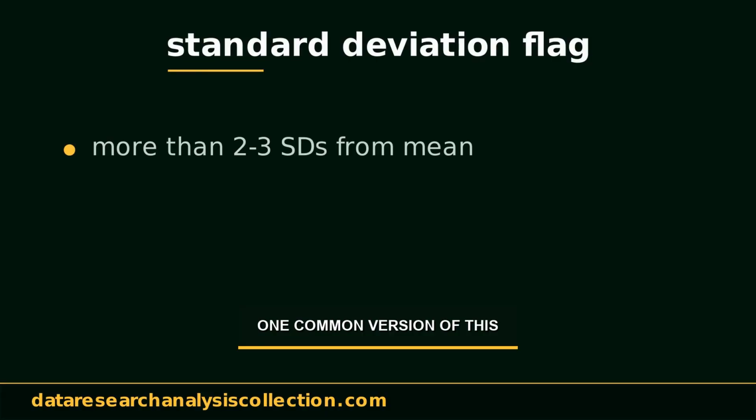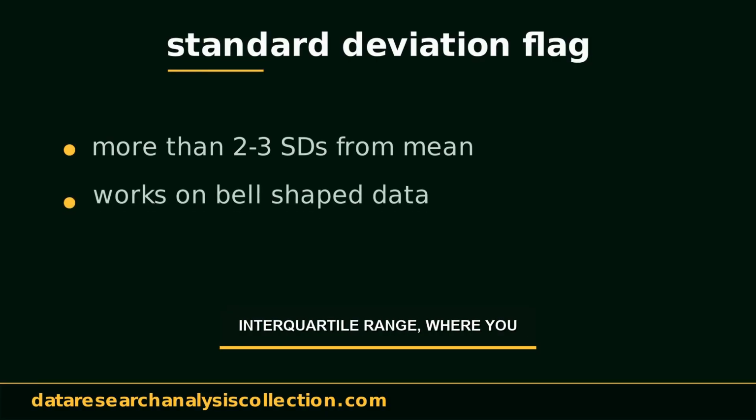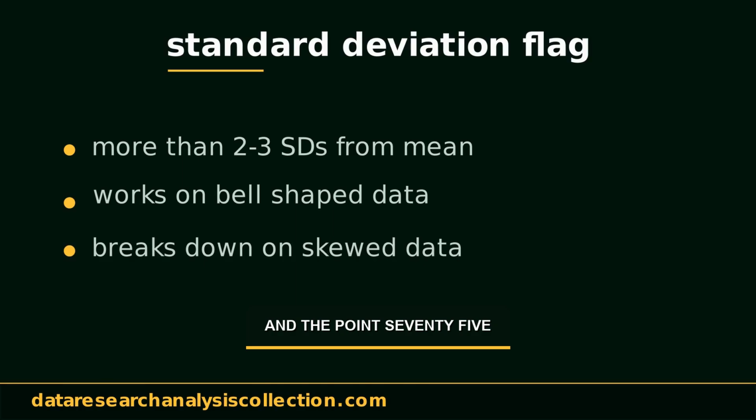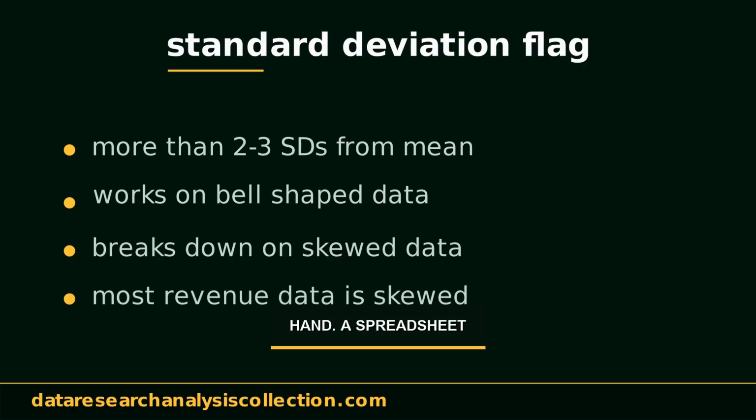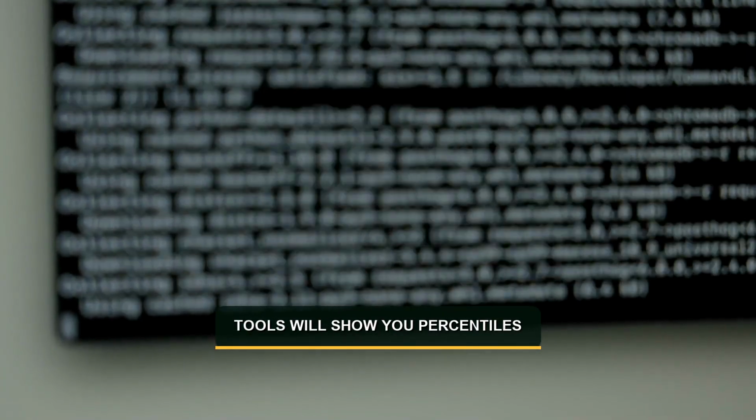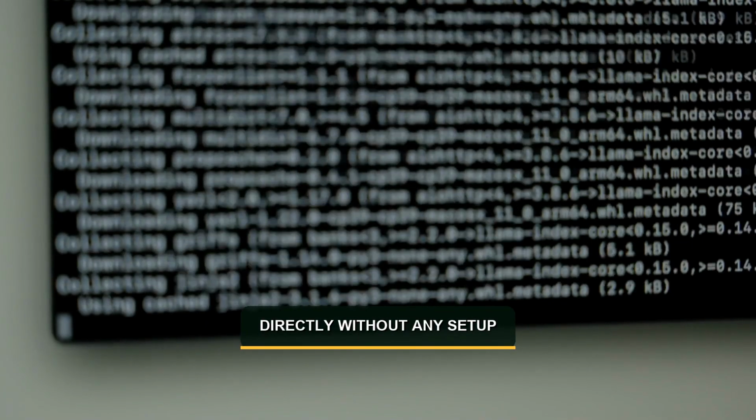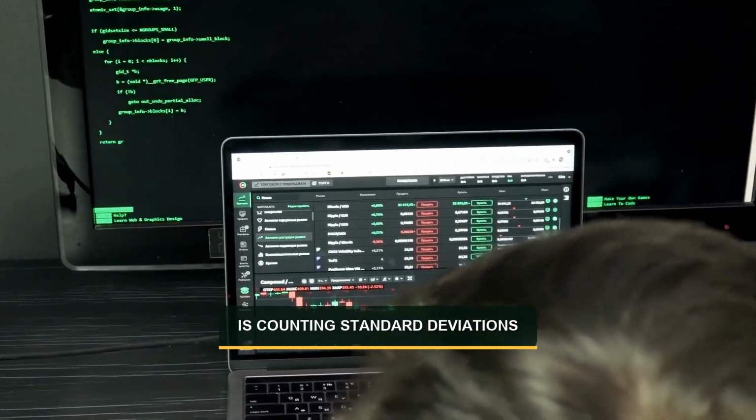One common version of this uses what's called the interquartile range, where you find the value that 25% of your values fall below and the value that 75% fall below, then flag anything much further than that gap in either direction. You don't need to compute this by hand. A spreadsheet quartile function does it in one line, and most analytics tools will show you percentiles directly without any setup at all.